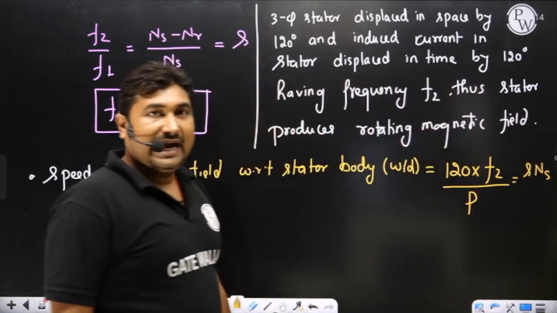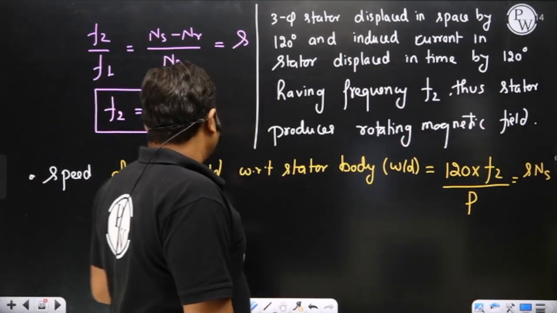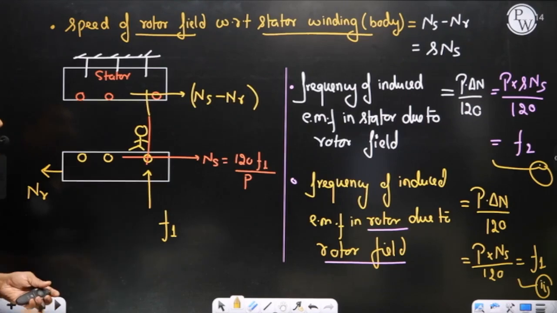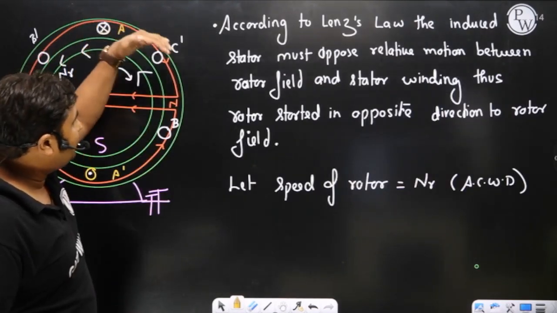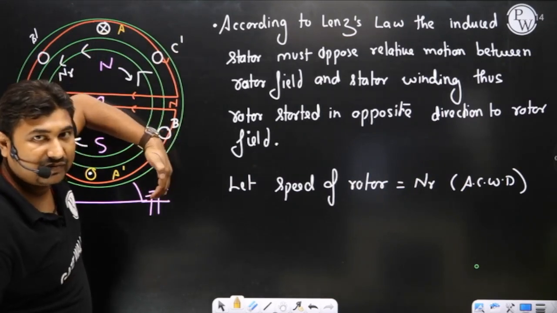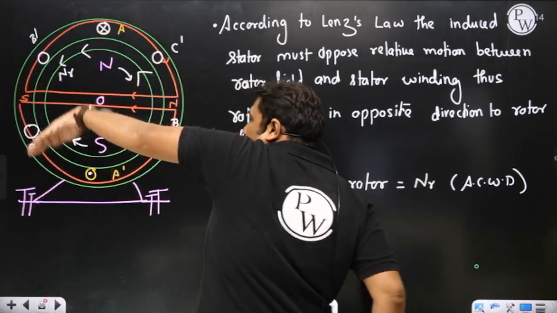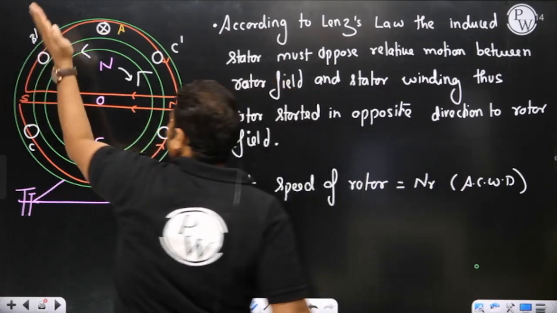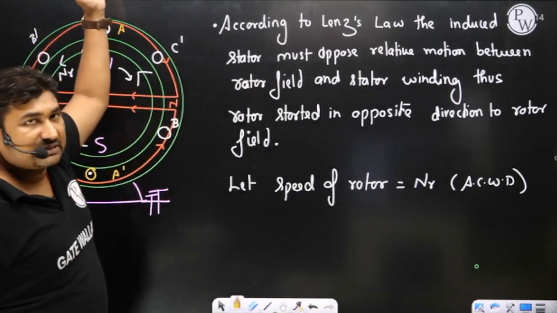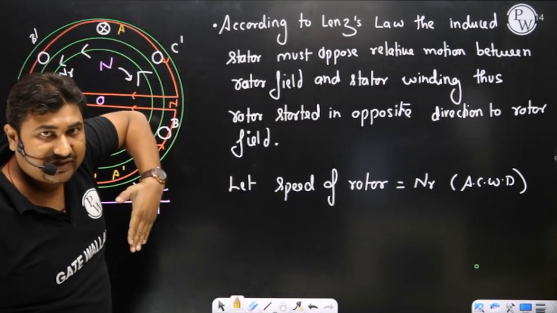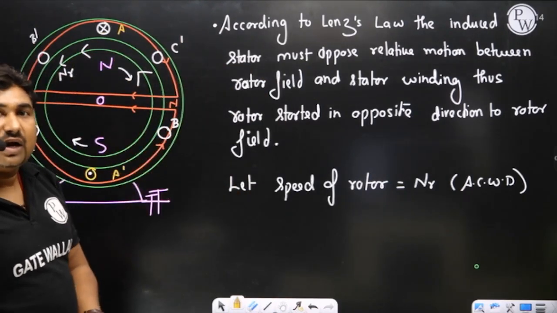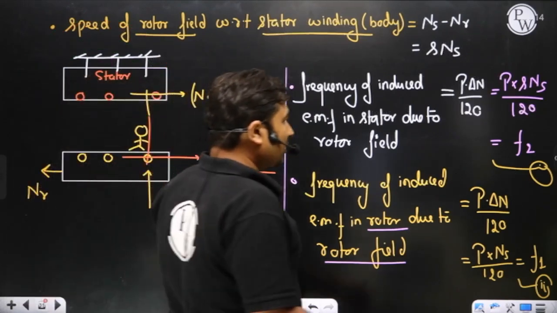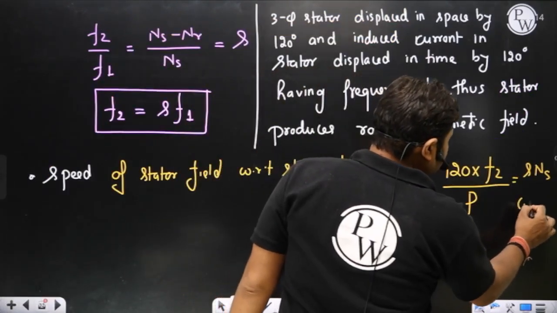And in which direction? Sir, if the rotor field is rotating in a clockwise direction, then it will create A phase, then B phase 120 degrees apart, then C phase 120 degrees apart. So the induced EMF is going to be maximum in A phase, then B phase, then C phase. It means the stator field is also rotating in a clockwise direction.